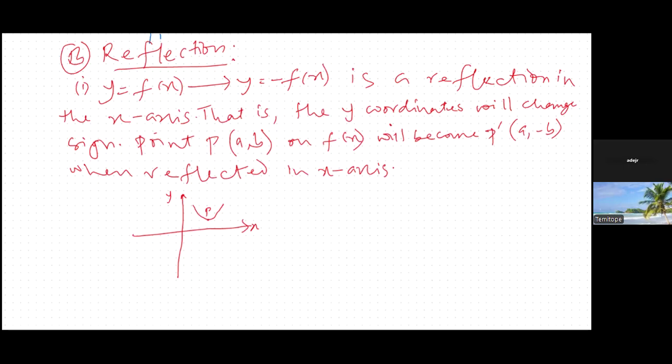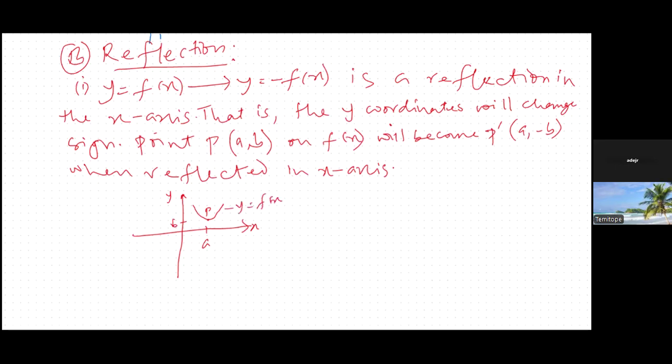So this point P is here, as we have said. This is A, that's X, and this is B. All right? This is y equals f of x.